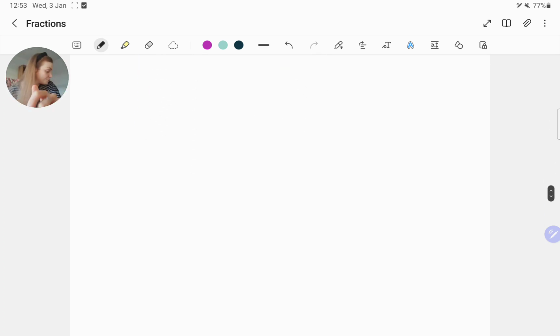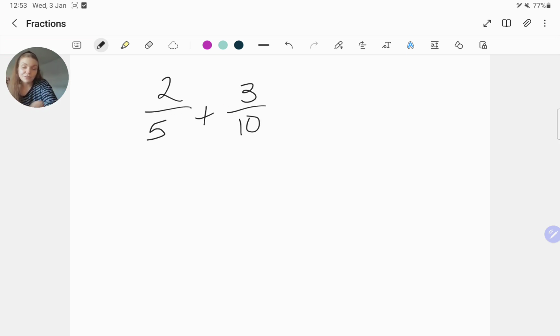Okay, let's do another one. So this time we'll do 2 over 5 plus 3 over 10. Okay, again, we need a common denominator.